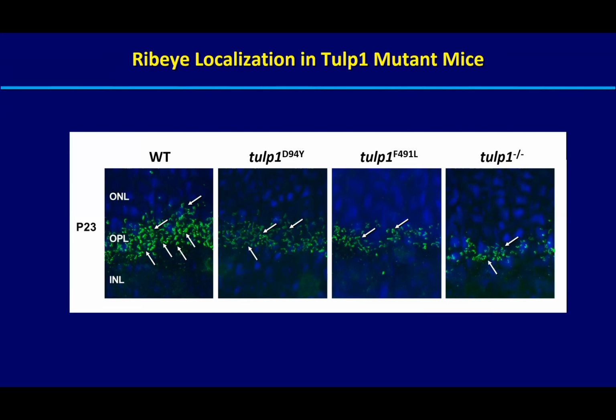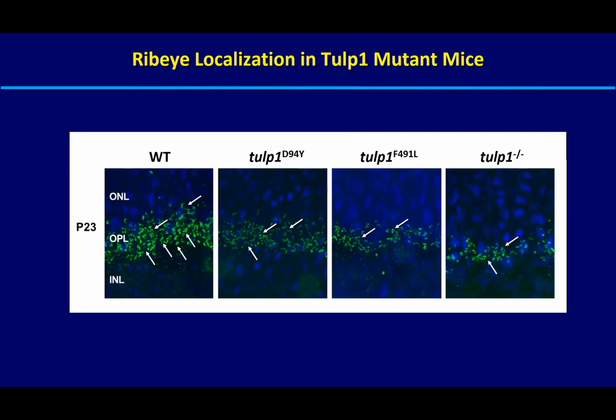And this is similarly seen, these horseshoe shapes are similarly seen in the D94Y retina, but in contrast, the F491L retina and the knockout show a very thin and punctate staining, and normal shaped ribbons were rarely seen.